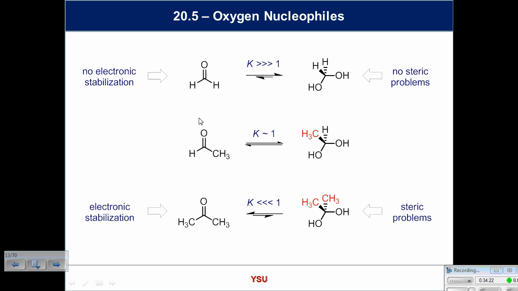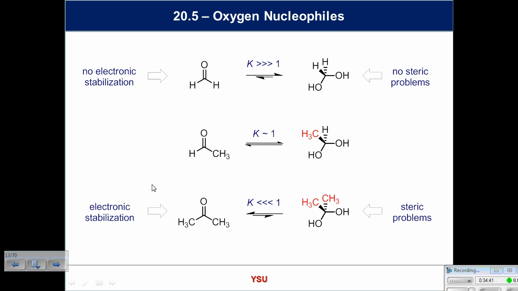If you do the same experiment with acetaldehyde, which has one alkyl group and one hydrogen, you get approximately 50-50 with both. In other words, the right-hand side gets formed and some of it comes back, and you get the equilibrium where you have an equal amount of this and an equal amount of this. And you can measure that by spectroscopy quite easily.